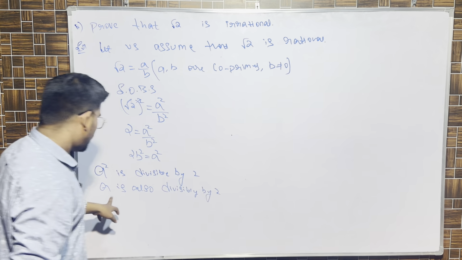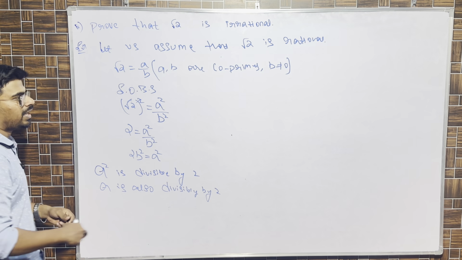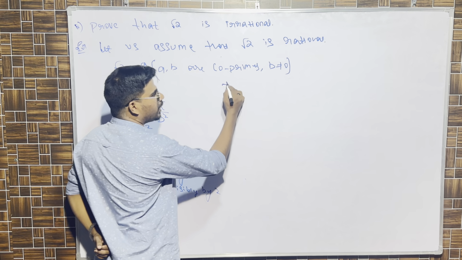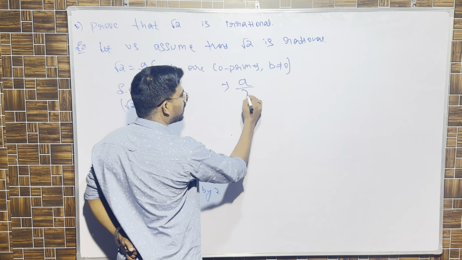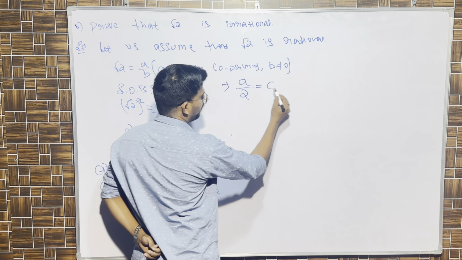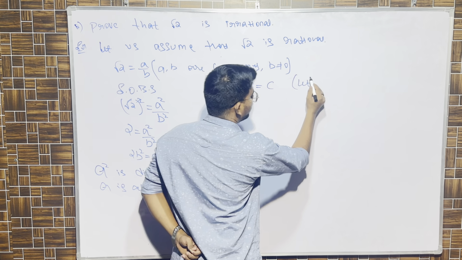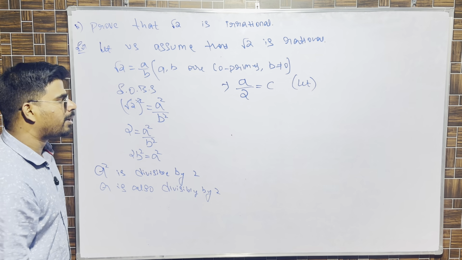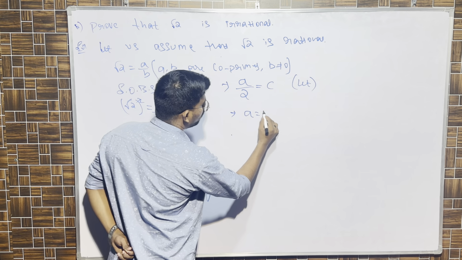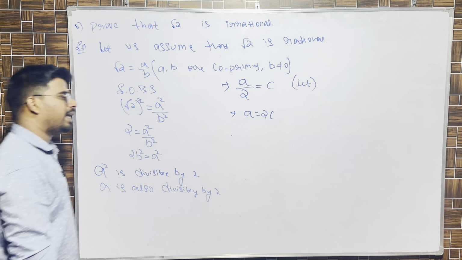We continue from here. A is also divisible by 2. So a by 2 is equal to some constant c. Let us consider c. A by 2 is equal to c. So now a is equal to 2c.